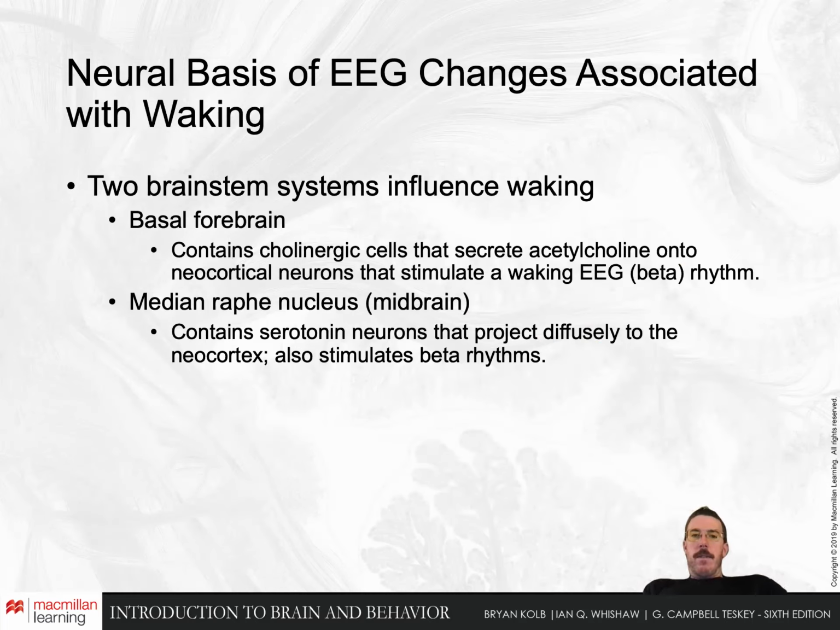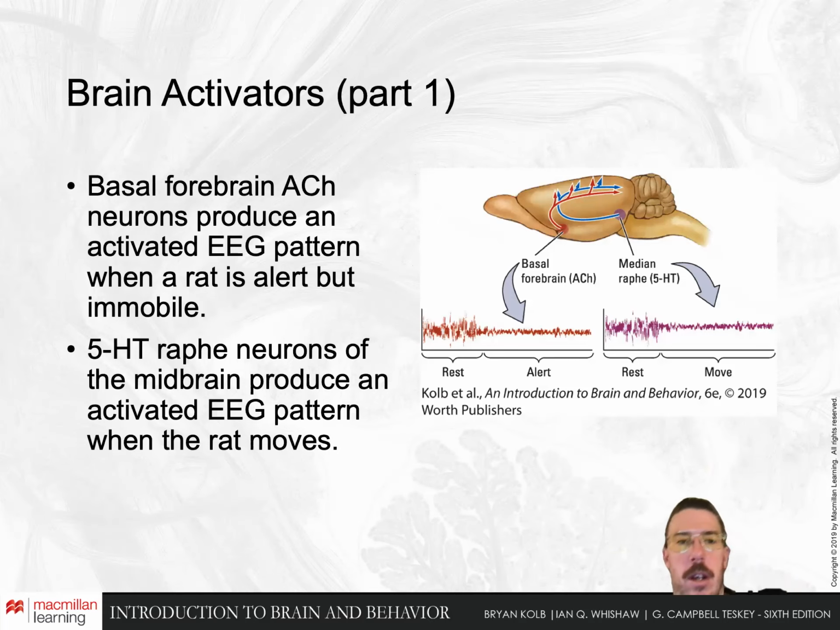Two other brainstem systems influence our waking life. The basal forebrain contains acetylcholine cells that secrete acetylcholine onto cortical neurons, and these stimulate waking EEG. And at the same time, the median raphe nuclei in the midbrain that release serotonin project it to the neocortex, and these also stimulate beta rhythms. So two areas of the brainstem are sending projections to the brain to wake it up. The basal forebrain neurons produce an activated EEG pattern when the rat is alert but not moving, and the raphe neurons produce active EEG patterns when the rat moves.